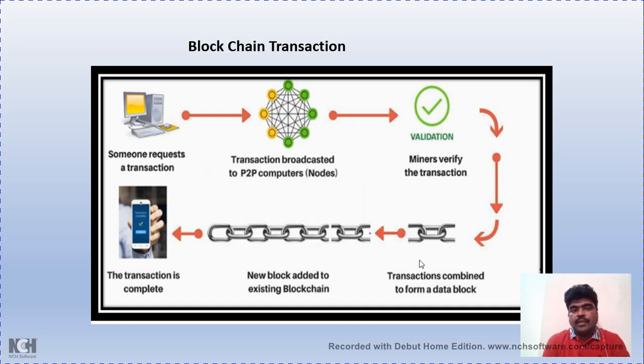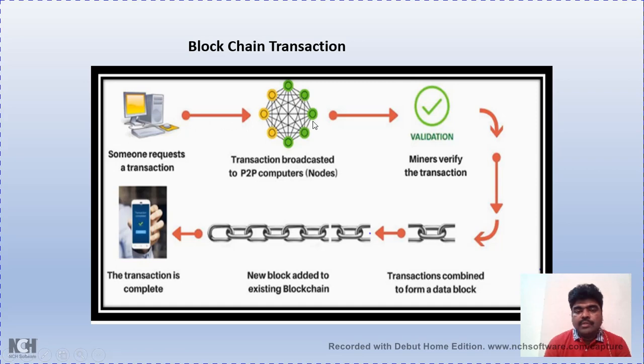Now, let's see what a blockchain transaction looks like. Someone is requesting a transaction. In the traditional method, the client has to send the request to the central server, where the central server has to authorize the transaction and send the response back to the client. But here, this node is introducing the transaction to the blockchain network.